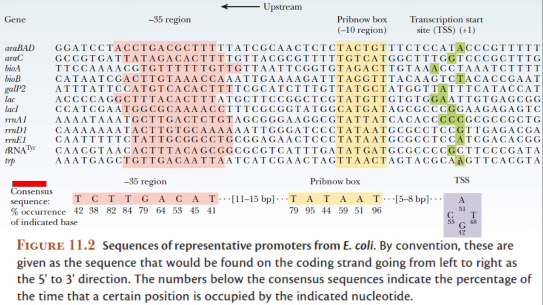This is the TSS for different genes. TSS is the transcription start site. It is the plus 1 region. As we move towards the right, we say plus 2, plus 3, etc., or downstream region. I think it is now clear to you.